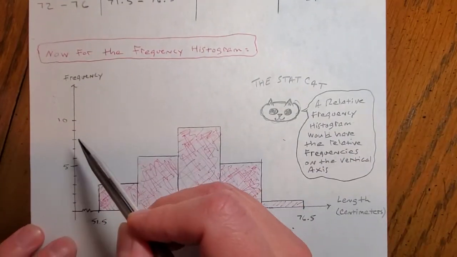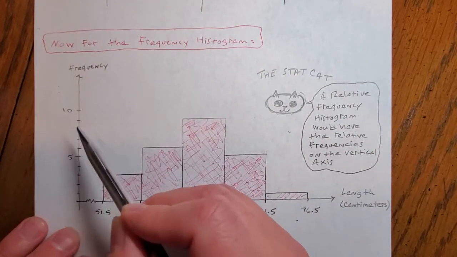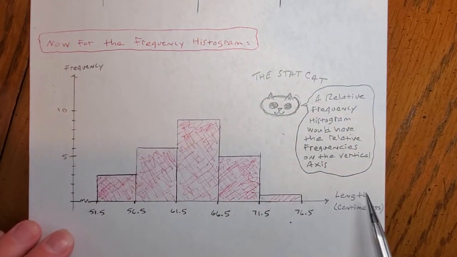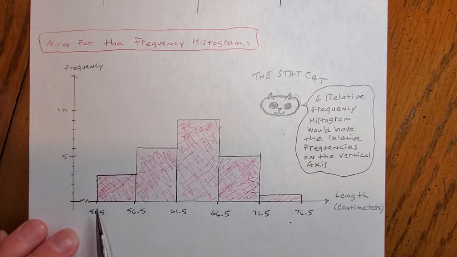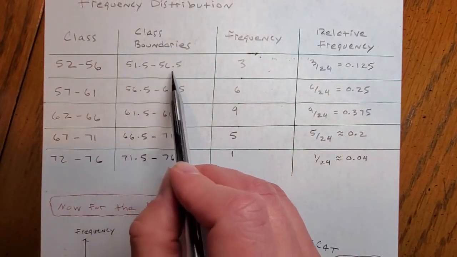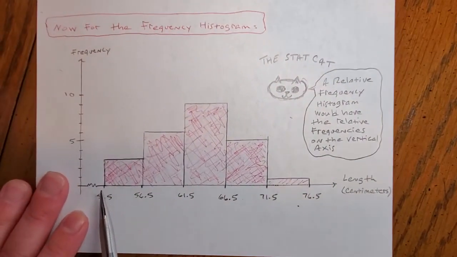So I got to make a vertical axis that accommodates those numbers. The horizontal axis is the lengths of the iguanas. And we use the class boundaries for those. So the first class fits between 51.5 and 56.5, you see?